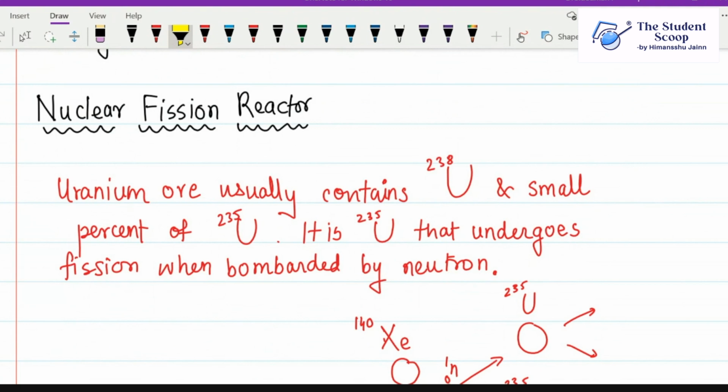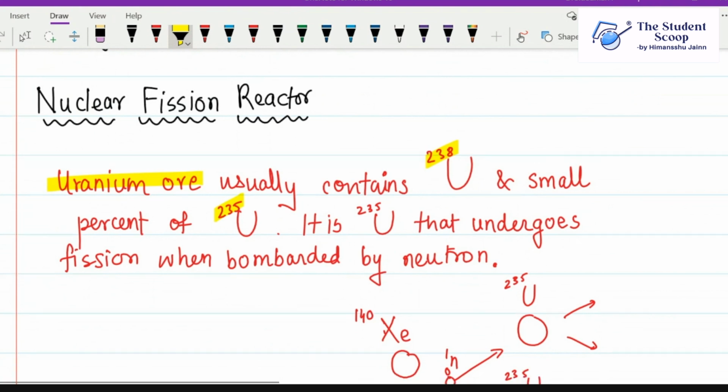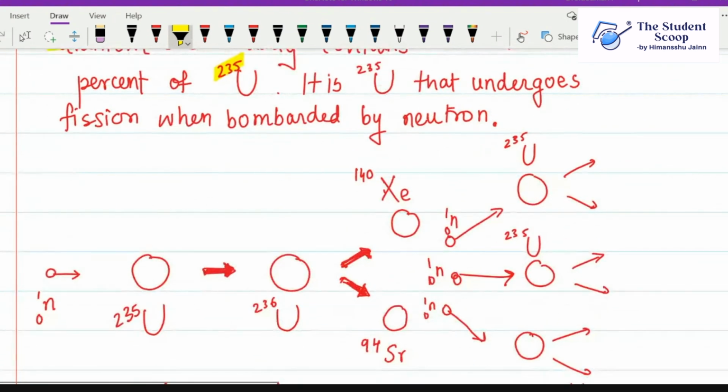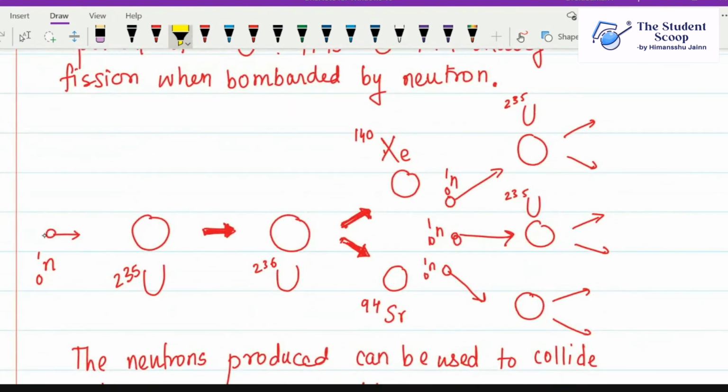A uranium ore will usually contain uranium-238 and uranium-235. Uranium-235 is an isotope of uranium, and that isotope undergoes fission readily when we bombard neutrons onto it. Now that is a very small percentage of the original amount. So not all the uranium has the ability to undergo a fission reaction. Only uranium-235 does, and let's say I bombard a neutron onto a uranium atom.